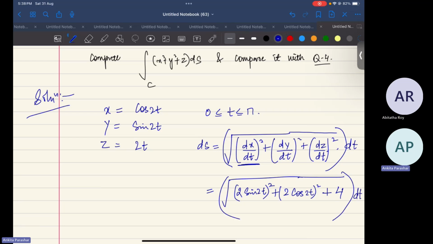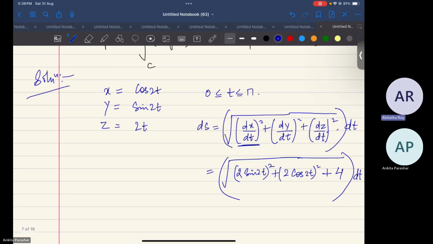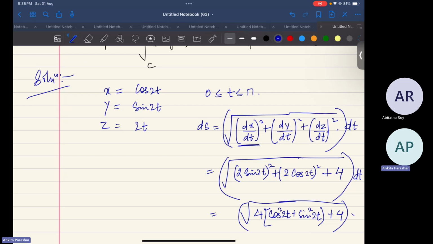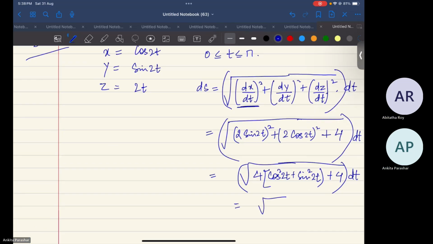So what will this be finally? We get root 8 dt. Root 8 dt. Okay, let me see how. 4 plus 4 plus 4, right? No, I'm sorry. Yeah, I think this is okay. This is 1. Yeah, you're right. And root 8 is clearly 2 root 2.